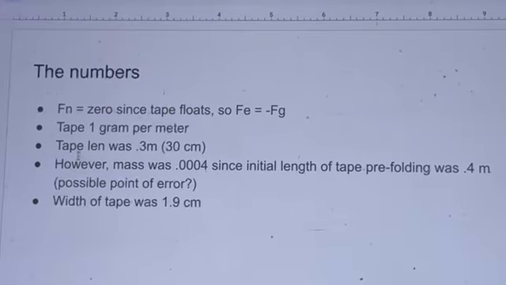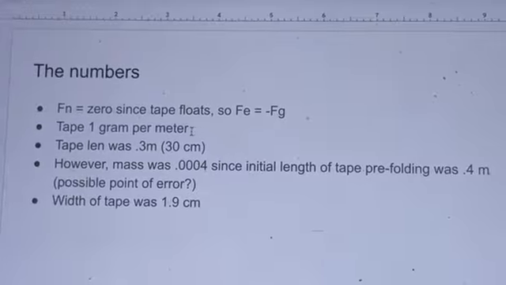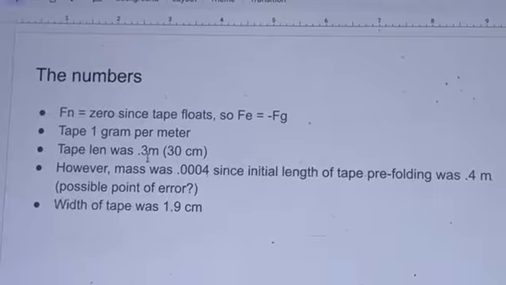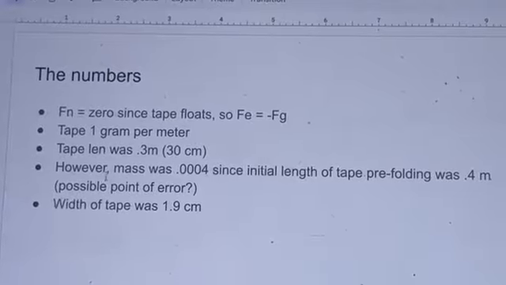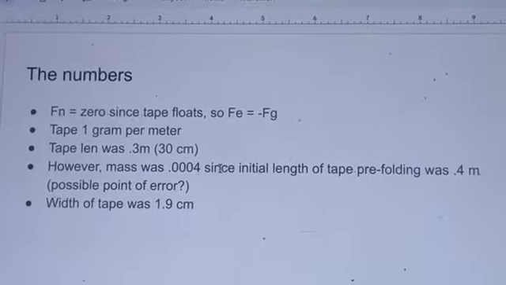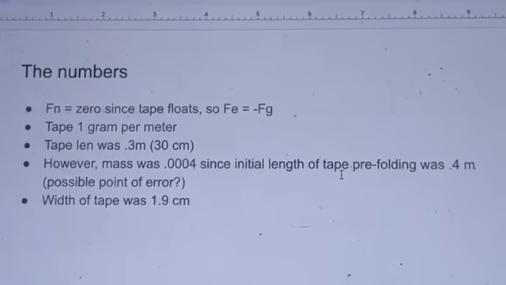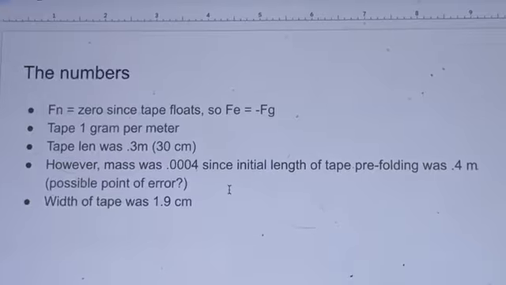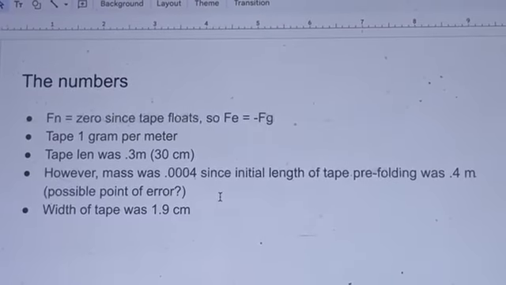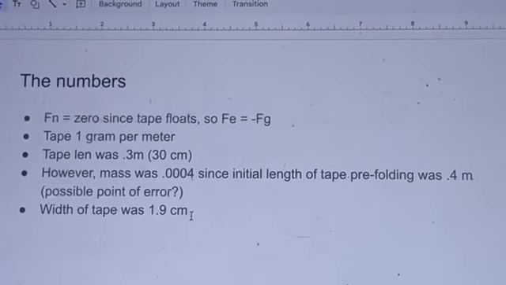Getting to the numbers, the net force is 0 because the tape floats. So Fe equals negative Fg. The tape weighs 1 gram per meter, and the tape length in our experiment was 0.3 meters. However, the mass was listed as 0.004 kilograms, since the initial length of the tape pre-folding was 0.4 meters. And that might be a source of error, because we probably should have still weighed it based on the length, since those other parts were being held. But anyway, the width of the tape was 1.9 centimeters.